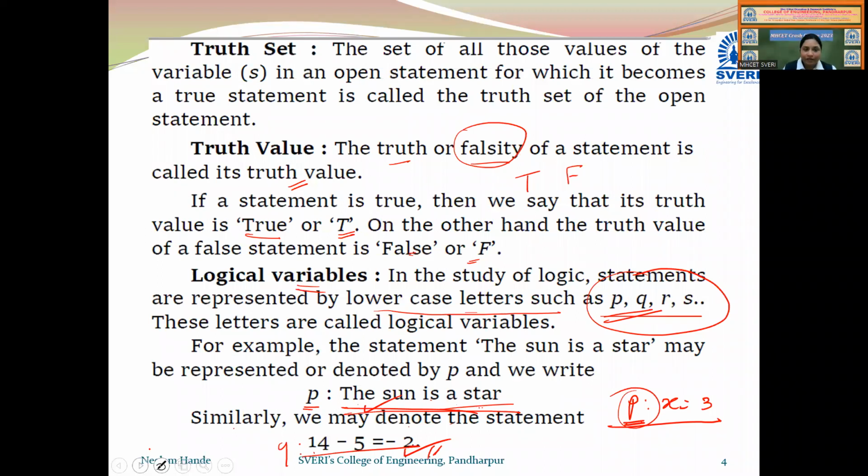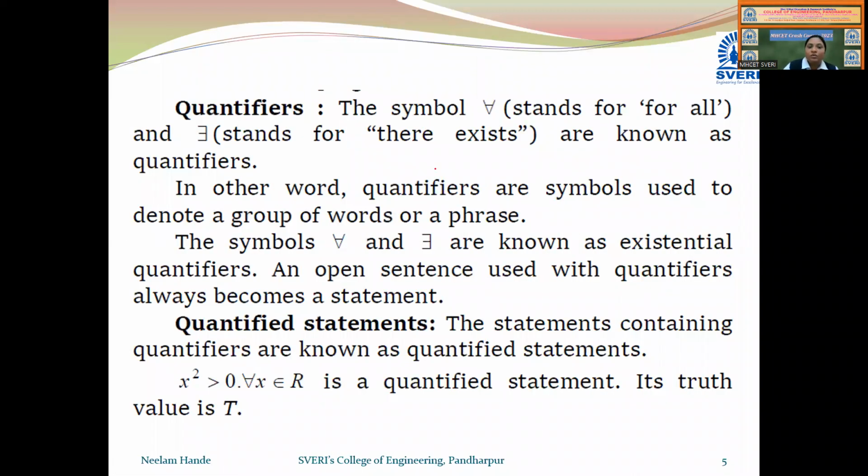Next, quantifiers. What are the quantifiers? Some notations like for all. This is the notation for all. This is the notation there exists. Such phrases are called quantifiers. Whenever x is greater than 2 for all x is used, or there exists, such notations are called quantifiers. Remember.